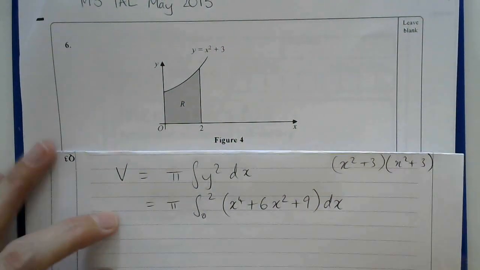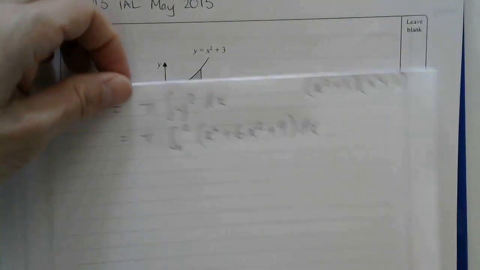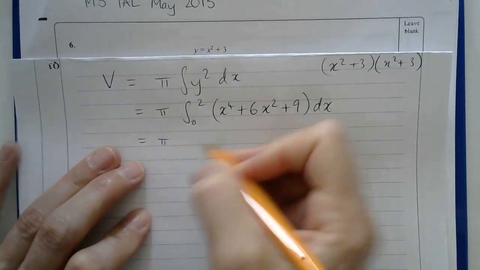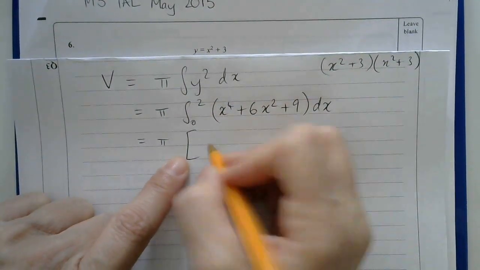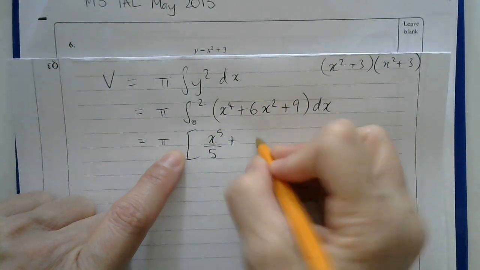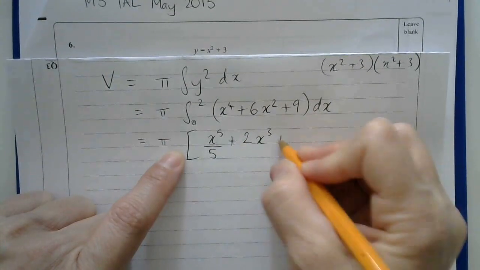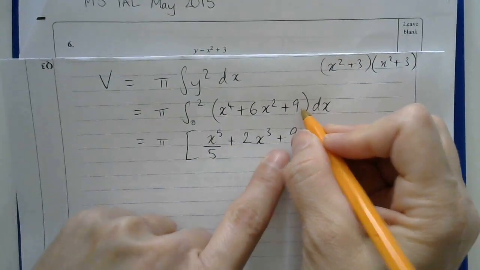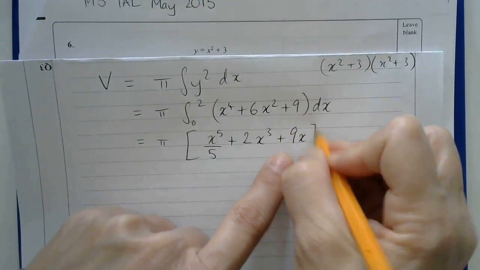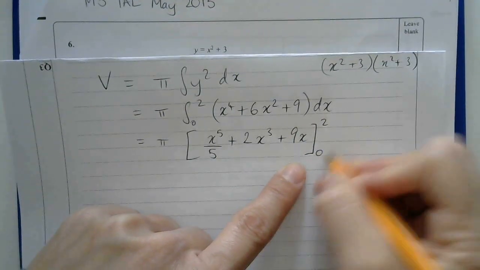And I'm integrating with respect to x, so that gives me pi. Okay, here adding 1 to the power, dividing by new power, add 1 to the power, divide by new power, so 6 divided by 3 will give me 2, and here this is really x to the 0 here, add 1 to the power would give me x to the 1, divided by 1, and that will be evaluated from 0 to 2.